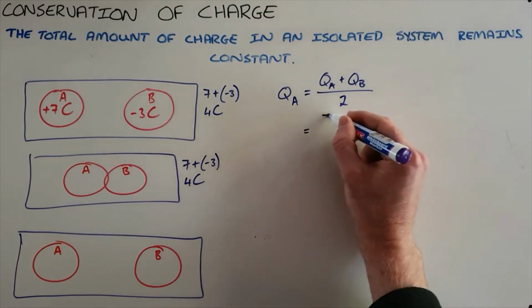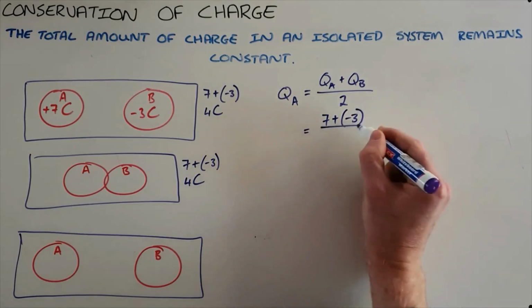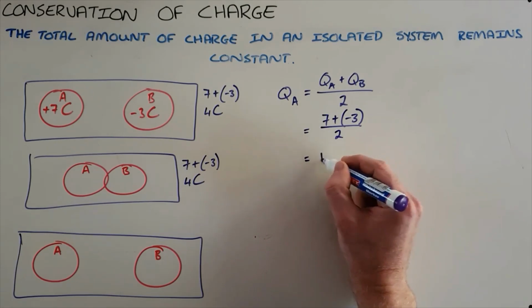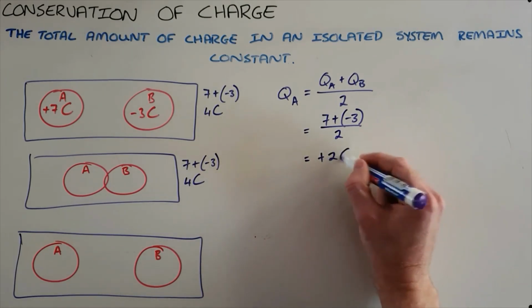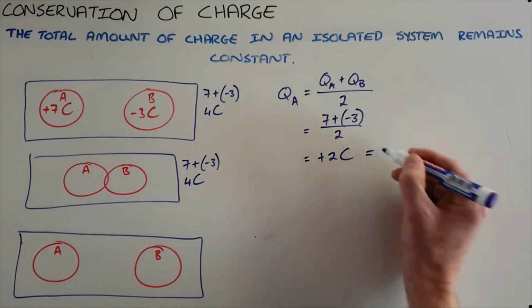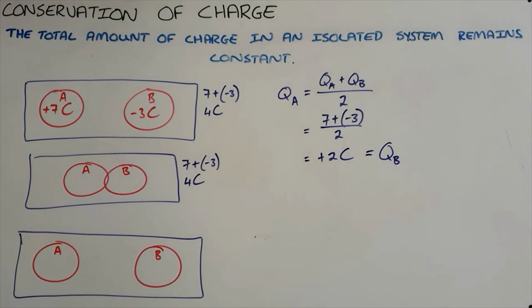So in this case it's going to be the 7 coulombs of A plus the -3 coulombs of B divided by 2, which gives us 4 divided by 2, which tells us that the new charge on object A is equal to a charge of +2 coulombs, and it is also going to be the new charge on object B because the charge is shared equally.